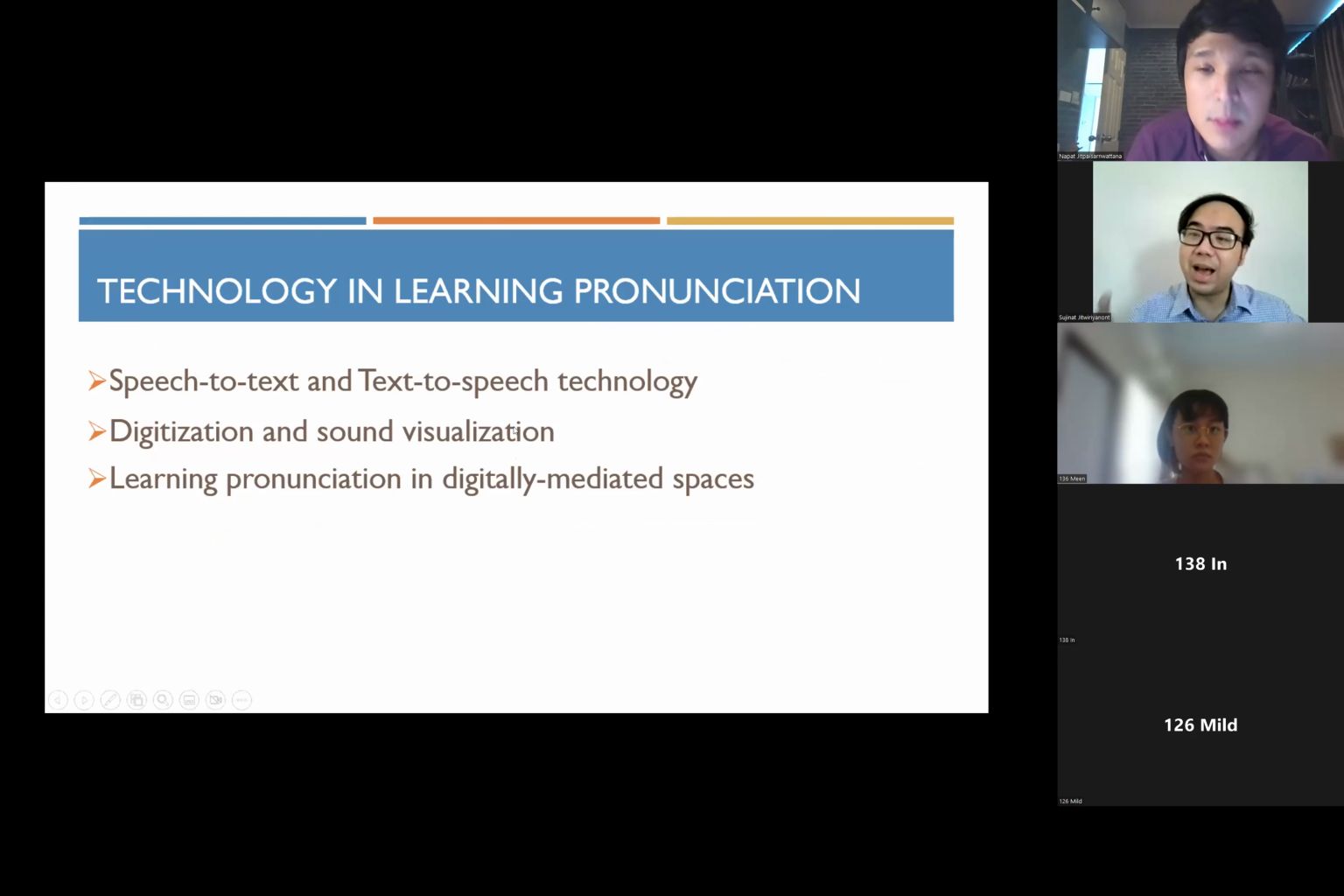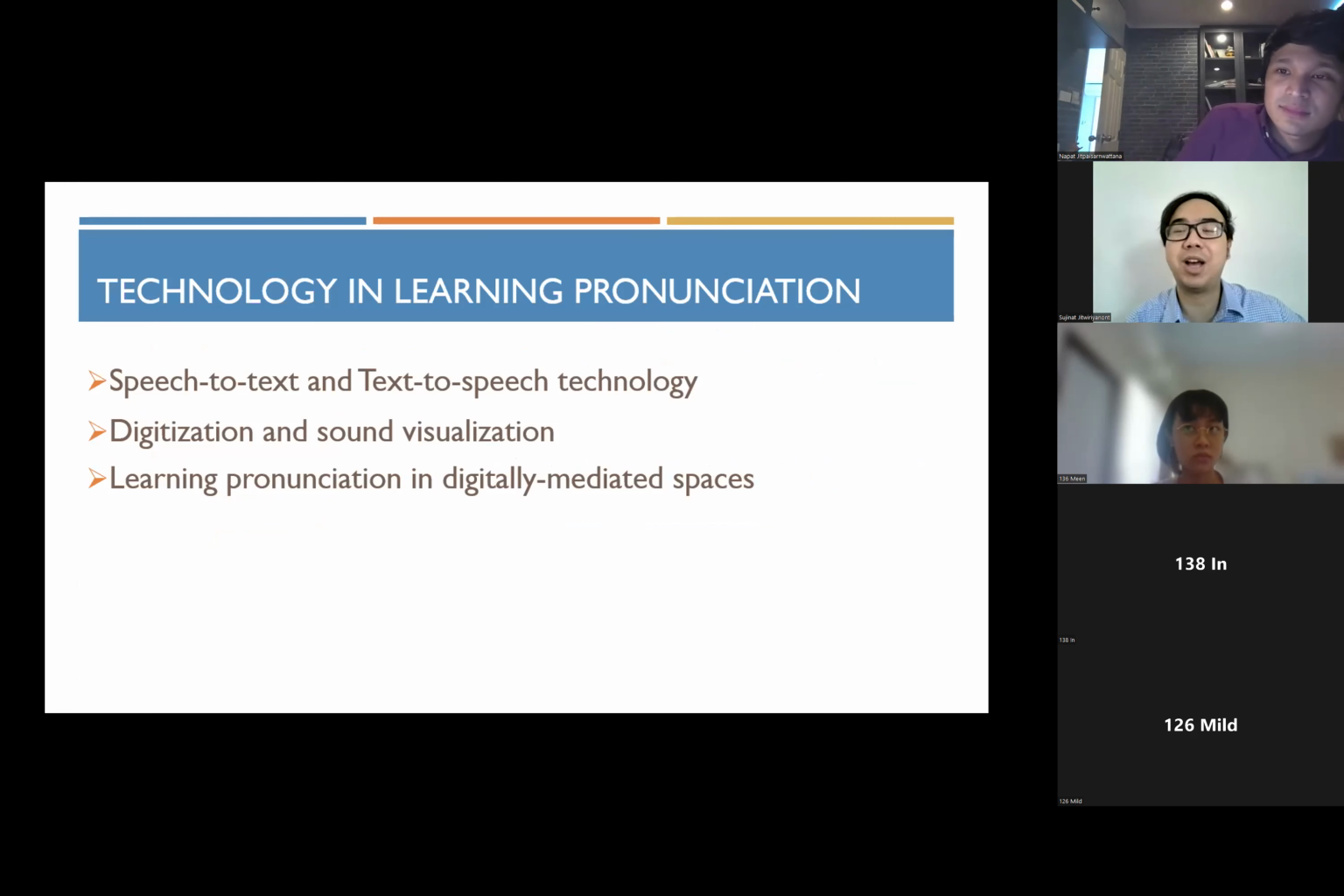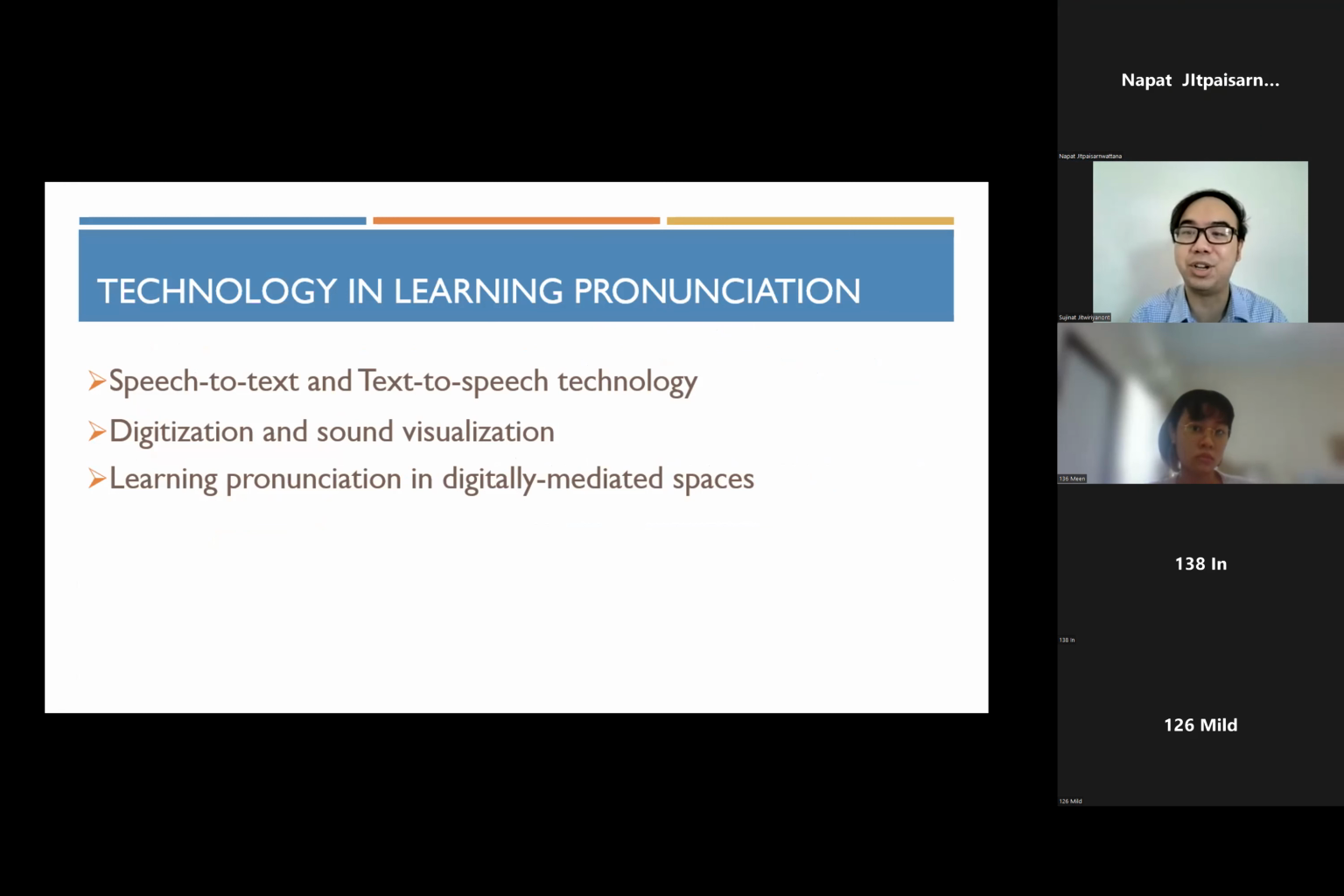As we are art students, technology could be difficult for us to use, like very advanced technology. So today, the technology that I select to share with you guys is a very simple one, three types of technology that I want to share with you today. The first one is speech to text and text to speech technology. The second one is how we can digitize and visualize the sound.